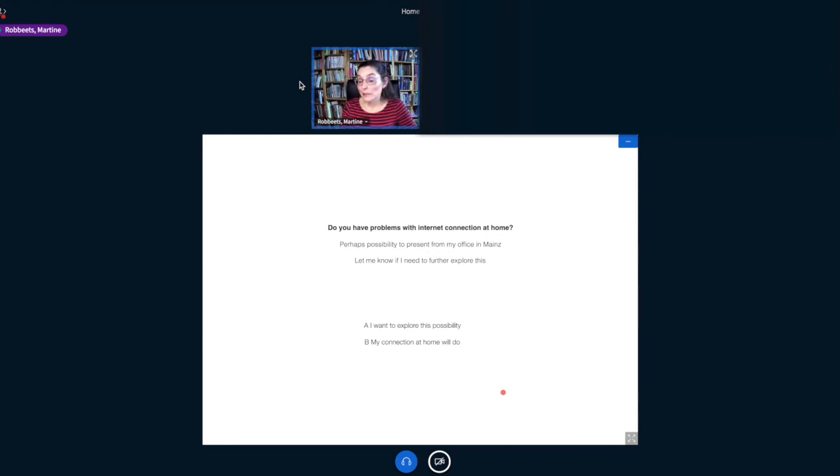A possibility that I can think of, but I should explore whether it's possible, is that you go to my office at the university in Mainz, linguistic department, and that you sit in that office, use the internet connection there, and present from there. So in case that you really have trouble with your internet connection at home and you think it will not be enough to do your presentation, we could explore that possibility.